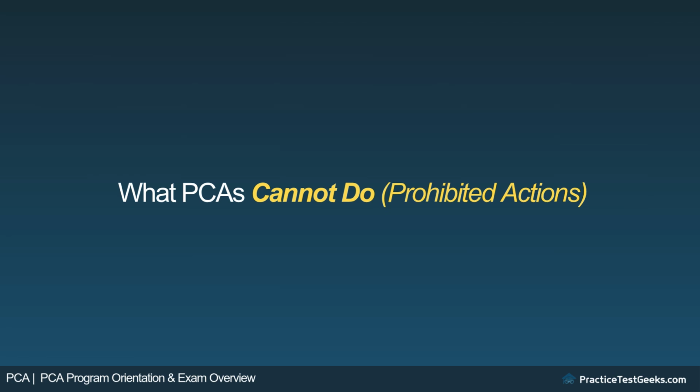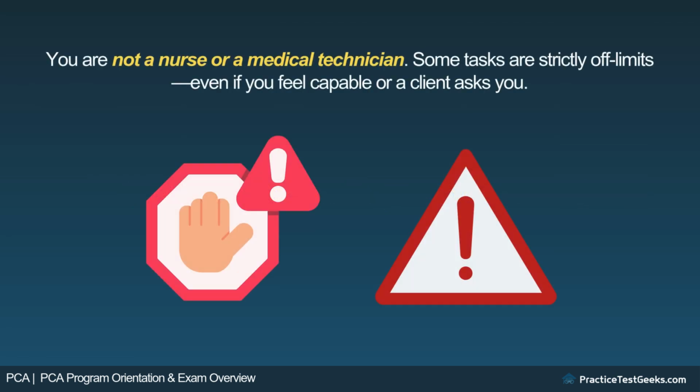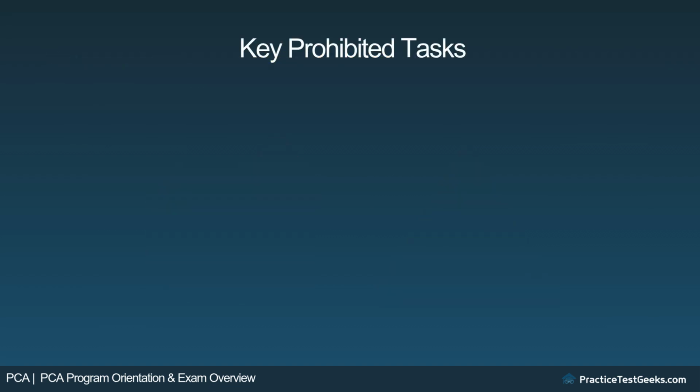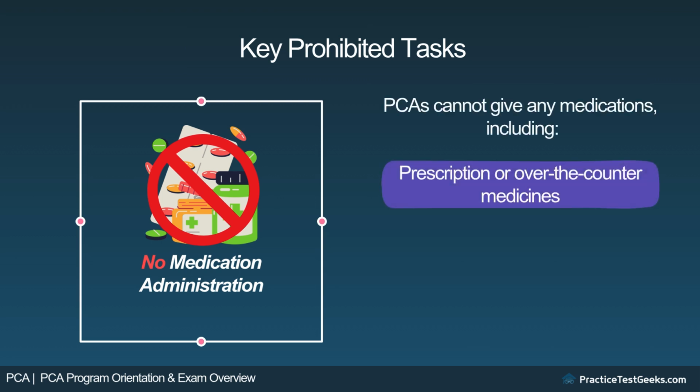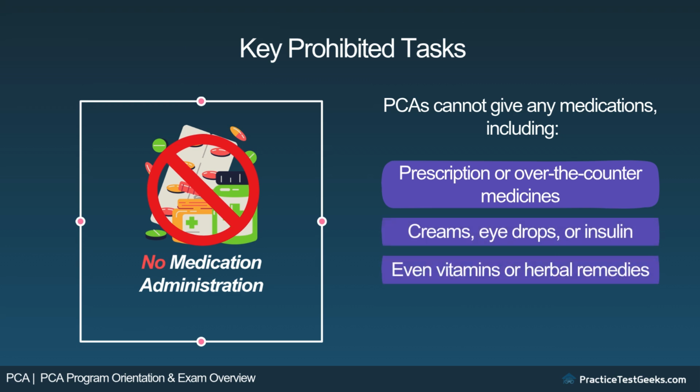What PCAs cannot do, which are prohibited actions. You are not a nurse or a medical technician. Some tasks are strictly off-limits, even if you feel capable or a client asks you. These are the key prohibited tasks. 1. No medication administration. PCAs cannot give any medications, including prescription or over-the-counter meds, creams, eye drops, or insulin, even vitamins or herbal remedies. Exception.